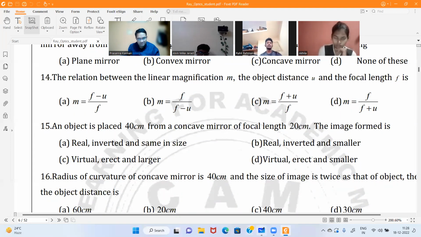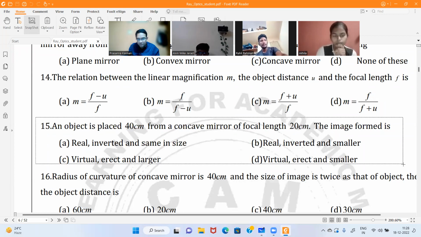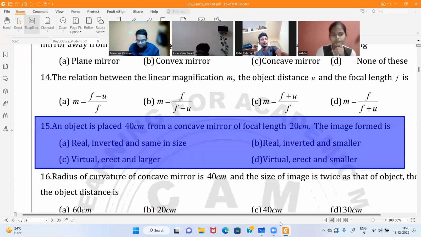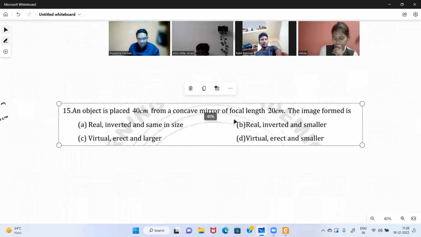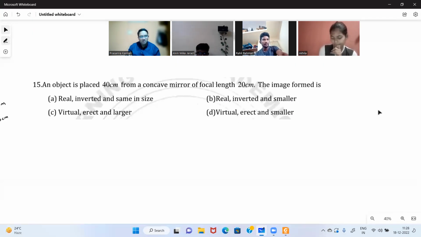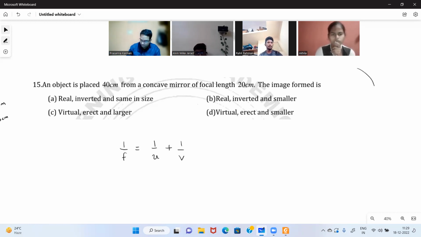Suppose you forgot this. Suppose you did not remember this. Then how do you do the sum? We use the mirror formula. You can use the mirror formula and get the answer anyway. For example, 1 by f is equal to 1 by u plus 1 by v. But you have to use sign convention.